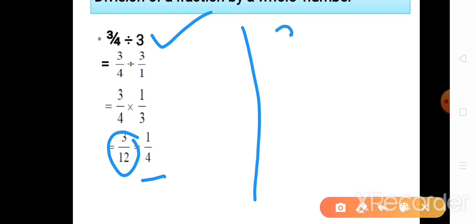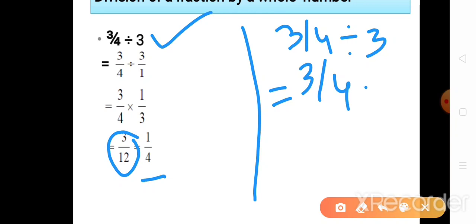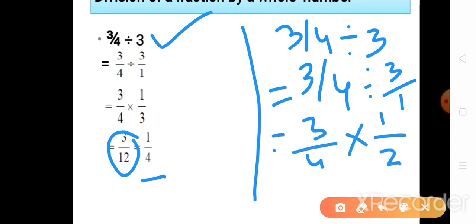I'm going to write this down here again. 3 by 4 getting divided by 3. The very first step is to convert your whole number into its fractional form. So 3 by 4 gets divided by 3 by 1, and then 3 by 4 into 1 by 3. Now, if you remember, while doing multiplication, I have told you that we cannot multiply the numerator and the denominator of two fractions. We can simply multiply the numerator.